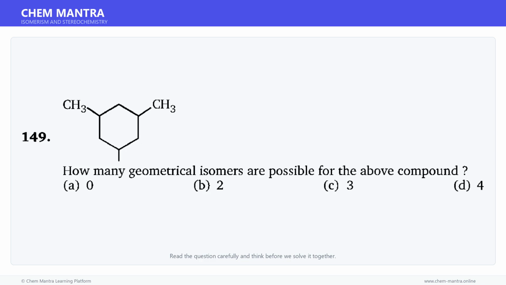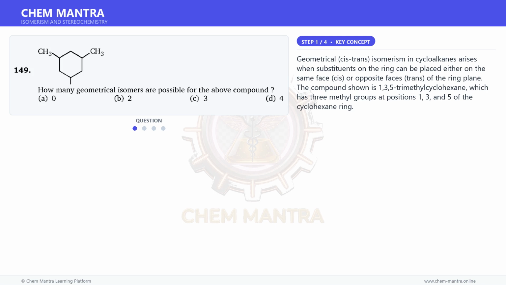Here is a question. Read it carefully and think about the answer. Let us solve it step by step. Let us first understand the key concept here. Geometrical, cis-trans, isomerism in cycloalkanes arises when substituents on the ring can be placed either on the same face, cis, or opposite faces, trans, of the ring plane.